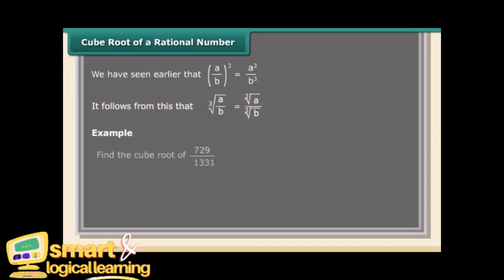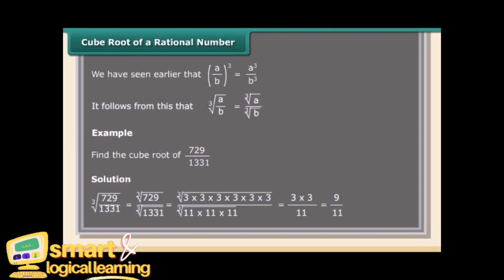Example: find the cube root of 729 upon 1331. Solution: The cube root of 729 upon 1331 is equal to the cube root of 729 upon the cube root of 1331, which is equal to the cube root of 3 × 3 × 3 × 3 × 3 × 3 upon the cube root of 11 × 11 × 11, which is equal to 3 × 3 upon 11, which equals 9 upon 11.